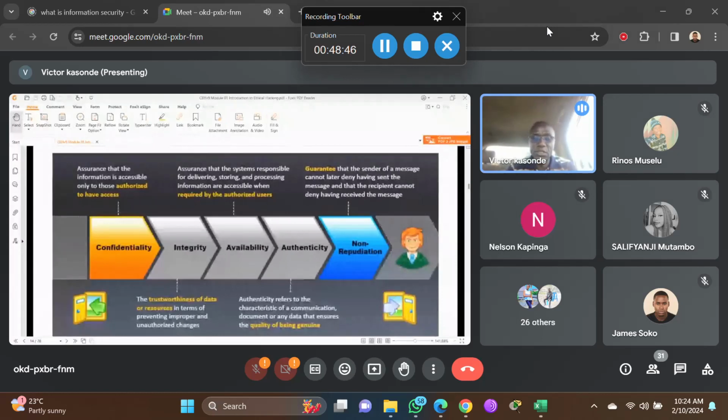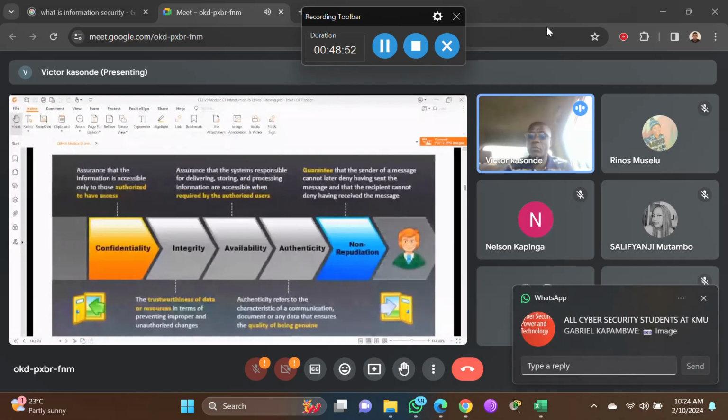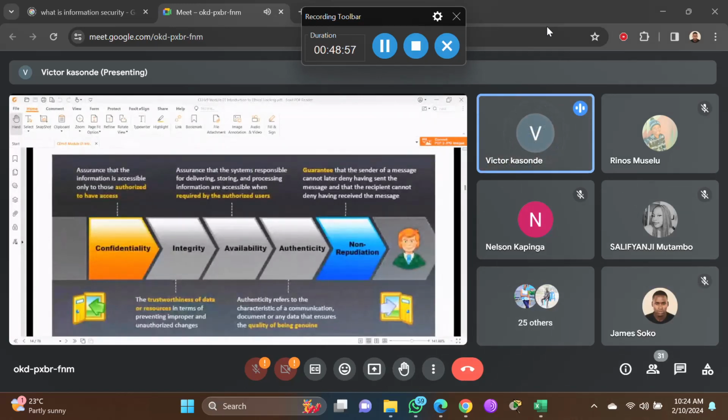So the way the information is, that is the way the information should be received by you. There are not supposed to be any changes of information. The way the information is should be like that. That's why they are saying the trustworthiness of data or resources in terms of preventing improper or unauthorized change, meaning the way I've sent something to you, that is the way it is supposed to be. Someone is not supposed to tamper and change the information and then forward it to you.